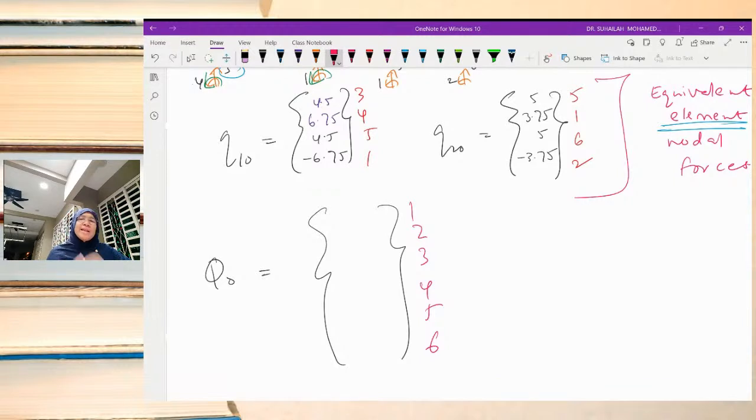I want to ask everyone now: give me the value at position 1.